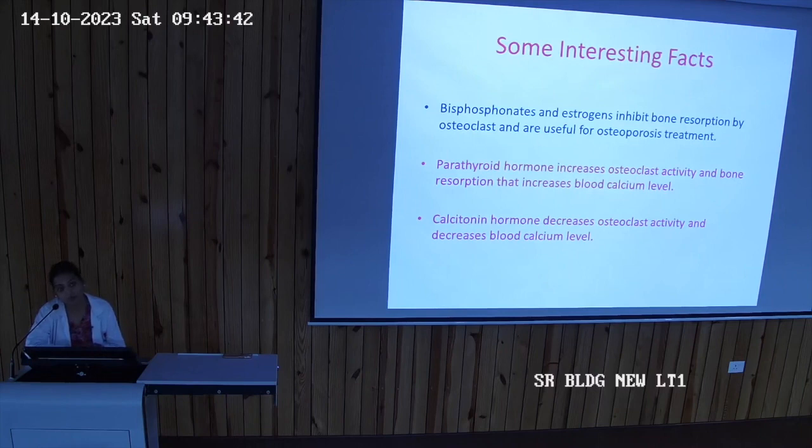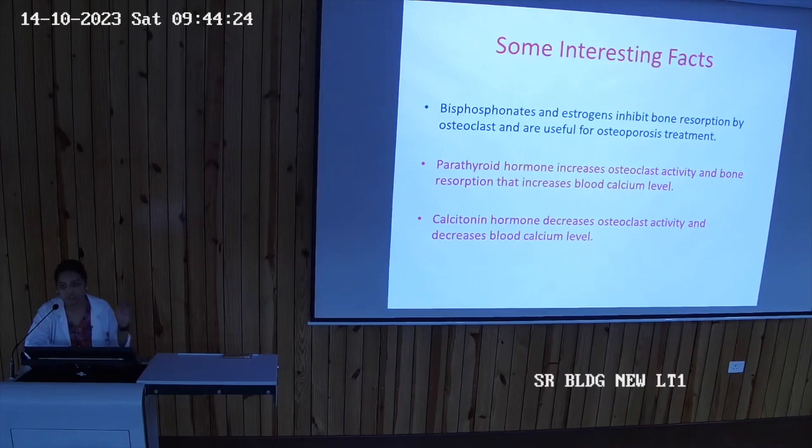When bone resorption is happening, what will help? Estrogens. They inhibit the bone resorption by the osteoclast. Now there are two factors that work in opposition, which you will study in your physiology and biochemistry also: parathyroid hormone and calcitonin. Parathyroid hormone increases the osteoclastic activity, that means it increases bone resorption. Due to bone resorption there will be a higher level of calcium in the blood. Opposite to that, calcitonin decreases osteoclastic activity, due to which it will decrease the blood calcium level.